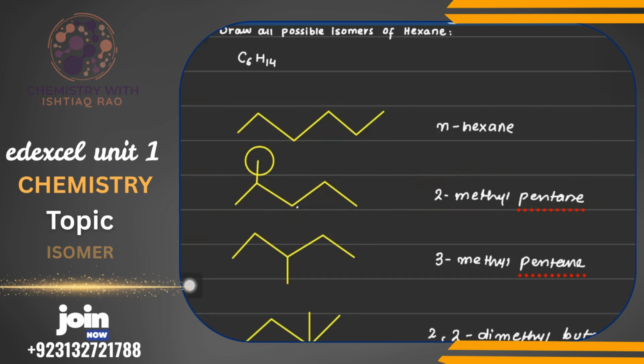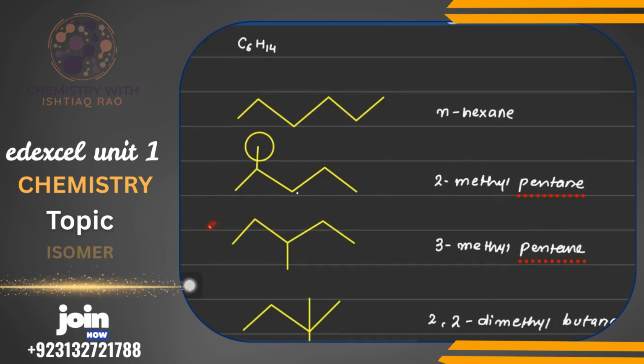And then this is the third one. What I did, I put the branch on the third carbon atom rather than the second, so it's 3-methyl pentane. Again the name is different. So this is also a structural isomer of hexane, of course, isn't it?